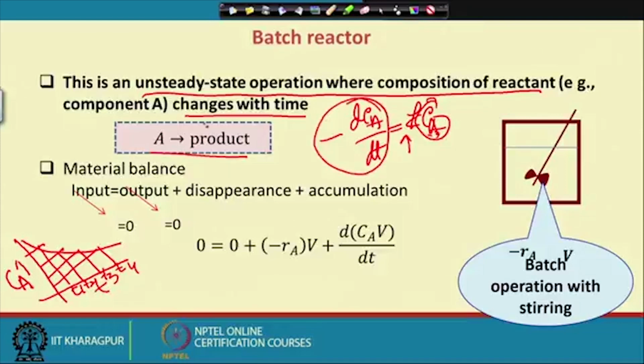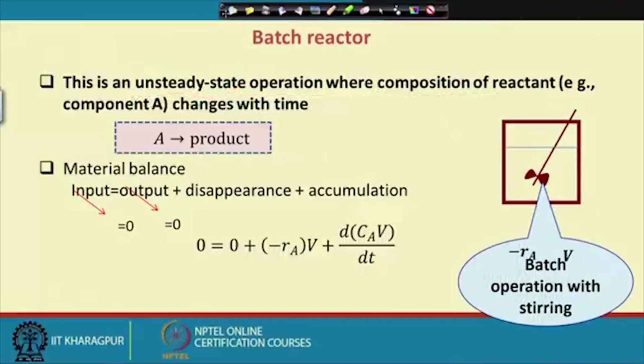Since the rate of reaction changes, we call it an unsteady state operation. Unsteady state means it is unsteady with respect to the substrate concentration. Substrate concentration is not uniform in the reactor. As time passes, substrate concentration keeps on changing with respect to time.